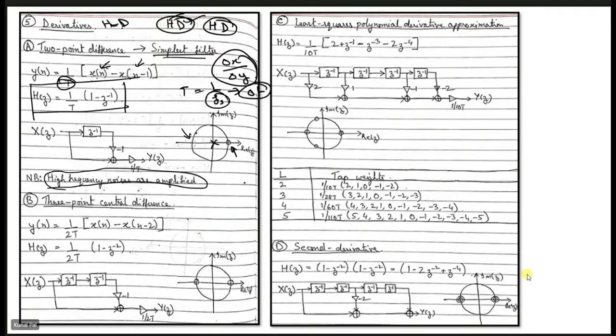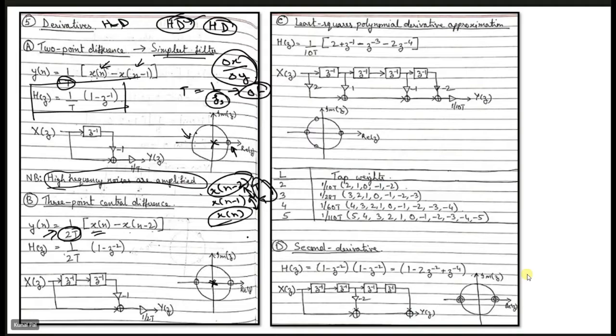Then we have the 3-point central difference filter, given by x[n] minus x[n minus 2]. If you have x[n], then x[n minus 1], then x[n minus 2]. Now we are taking x[n] and x[n minus 2], and hence the delta t, which we took in the previous instance as T, would be 2T, because this is 1T, and between x[n minus 1] and x[n minus 2] there would be another T. So if you add up, we have 2T in the denominator, and the realization of the filter is like this, and at the origin we have two poles.